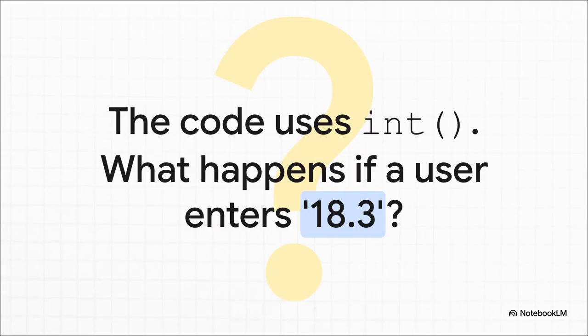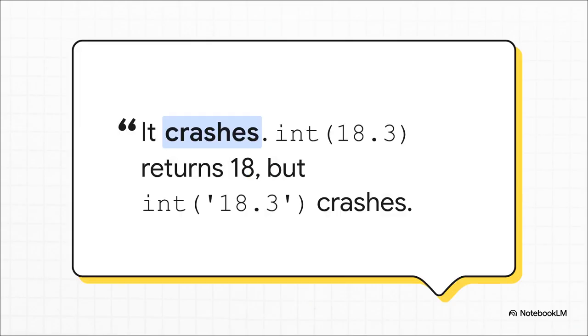So here's a classic while loop scenario. We keep asking for numbers and adding them up until the total gets over 100. But look closely at that int function. What do you think happens if a user decides to be tricky and types in a number with a decimal, like 18.3? And surprise, it crashes.